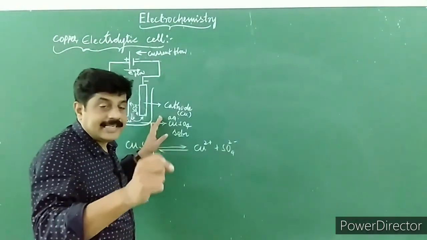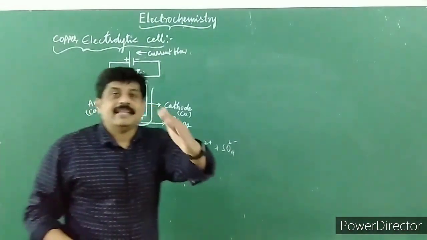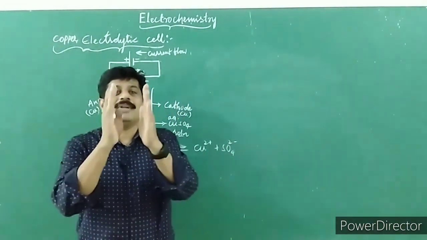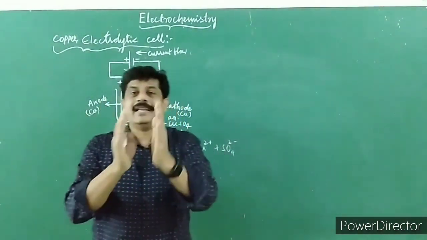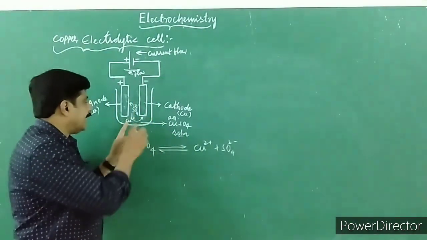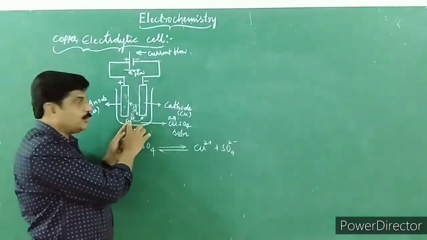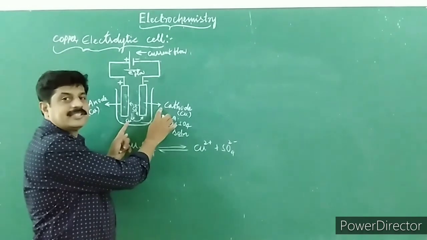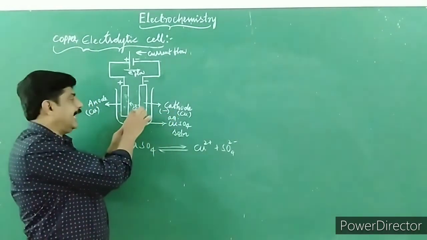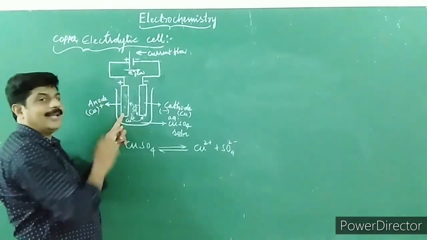Children, when the electric current is passed through these electrolytic solutions, the cations and anions will not have random motion, but they would acquire directional motion. That means the cations, which are positively charged, migrate or move towards the negatively charged cathode, whereas the negatively charged anions will migrate towards the positively charged anode.